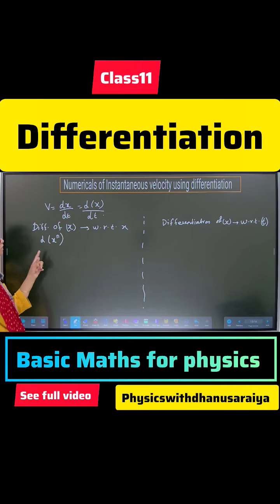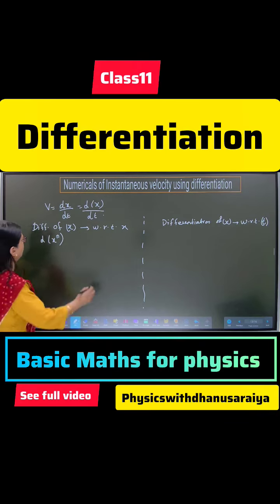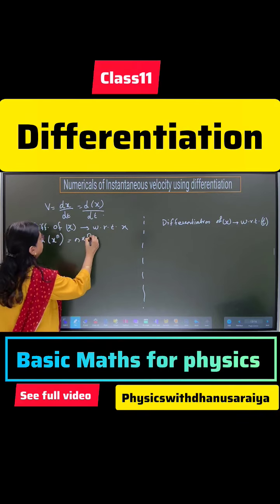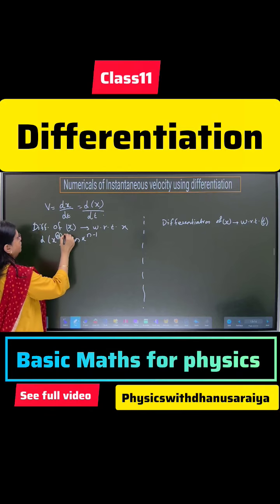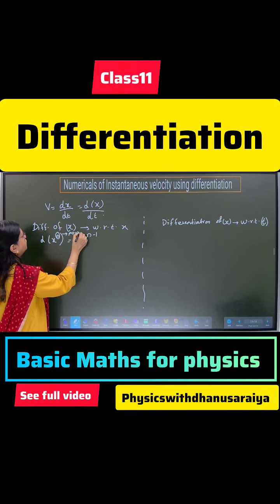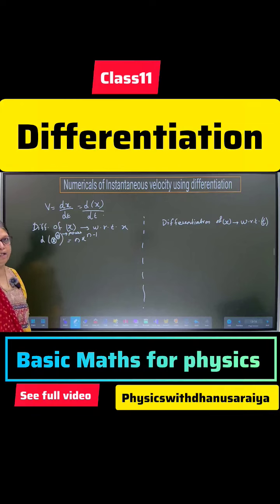So now how to read this? Differentiation of x raised to n. Formula: n x raised to n minus 1. Now what is this n here? Power of x. Agreed? Variable.